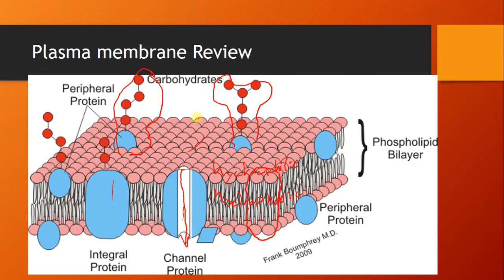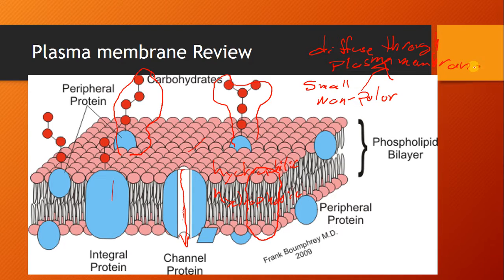Remember, small, nonpolar substances are the only ones that can naturally diffuse through the plasma membrane. Small molecules or nonpolar molecules. Sometimes you can have small polar molecules. Sometimes you can have large nonpolar molecules, but usually it needs to either be very small or very nonpolar.